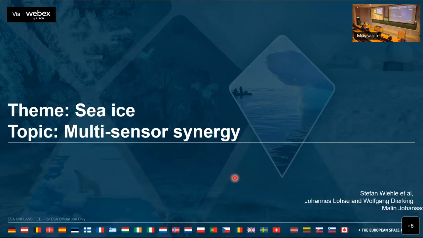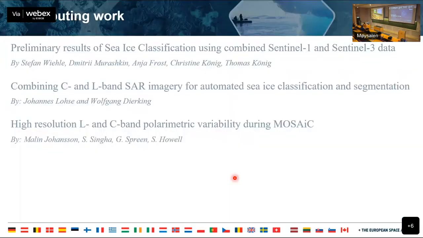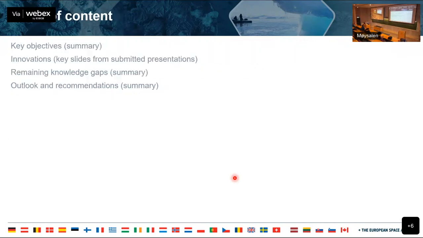So we have the other two topics left. In the CI's theme, multi-sensor synergy, these were the contributing abstracts. We are not really covering passive microwave, radiometry, or altimetry. We are SeaSAR here, so there is a lot of focus on SAR and also some on optical images. I'm following the same outline as Anton has been already.